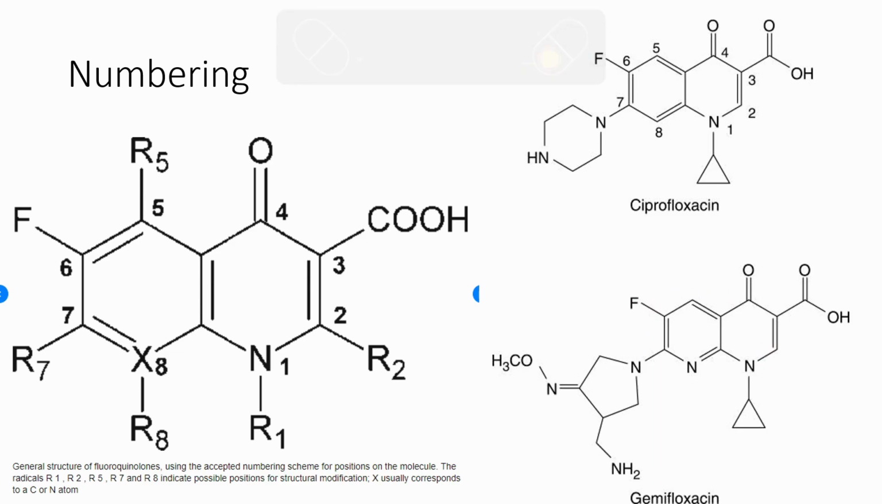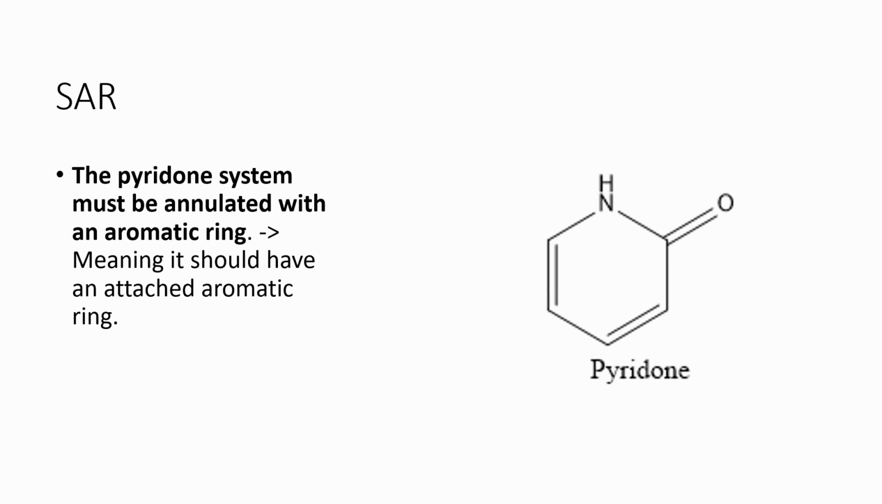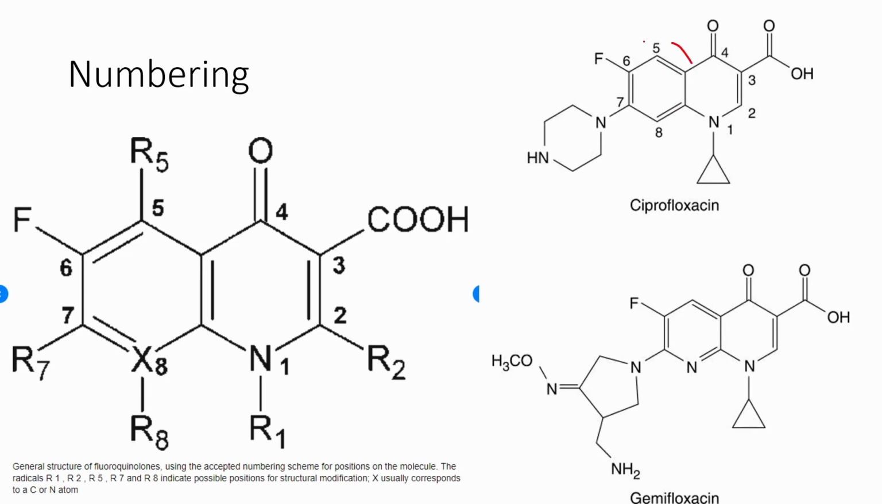So let's proceed. Now we know the numbering. So for our structure activity relationship, the pyridone system must be annulated with an aromatic ring. This is the pyridone structure, and it only states that it must be annulated with an aromatic ring. It simply means it should have an attached aromatic ring to our pyridone. So you can see from our previous slide, you have an aromatic ring attached to your pyridone. Okay? So you can hardly see any quinolone which has a monocyclic structure. It's always bicyclic in nature.